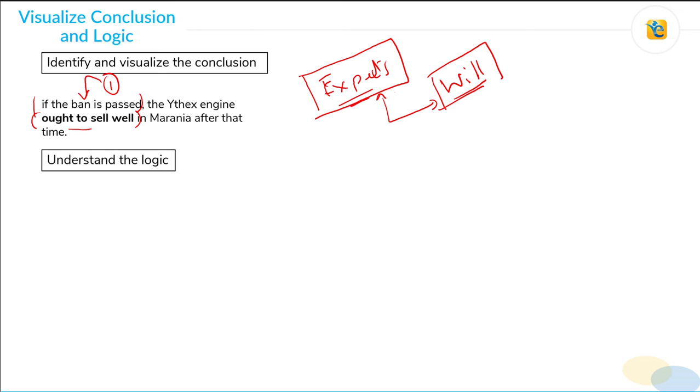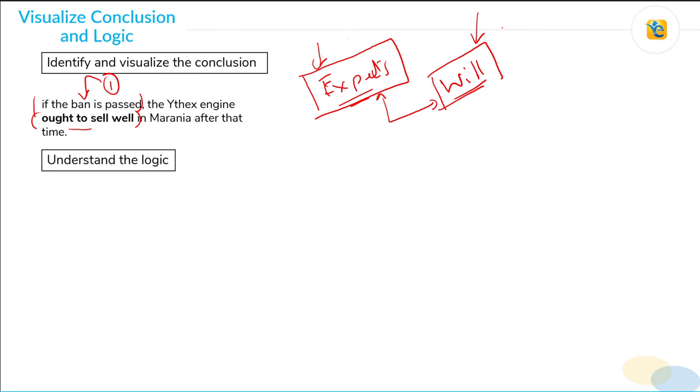The Ythex engine may be expected to sell well, but in reality it may not sell well. It may not be expected to sell well, but in reality it could sell well. So this is just expectation, whereas this is about what actually happens. There is a difference. You need to be cognizant of this. Essentially the author says that if this ban goes through, the Ythex engine is expected to sell well. You can expect it to sell well.